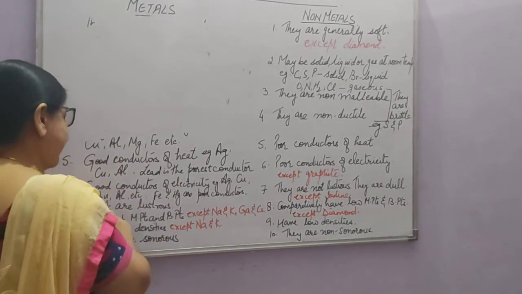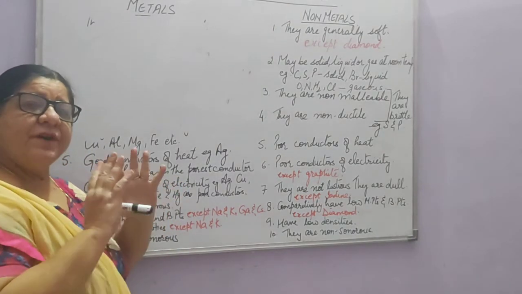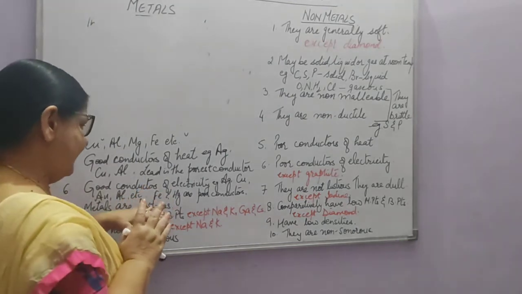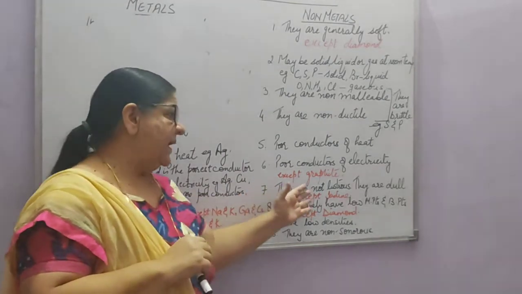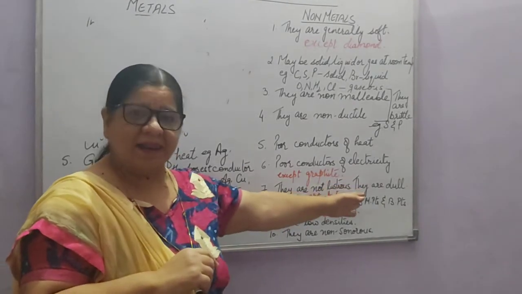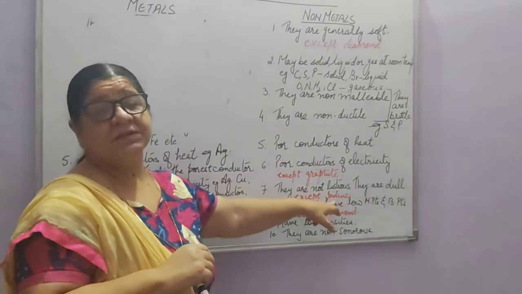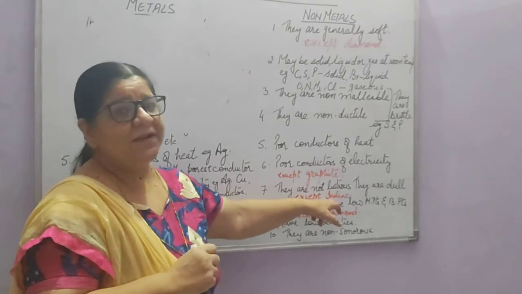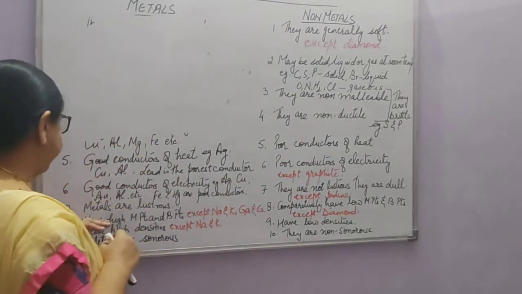Then metals are lustrous. Lustrous means they have a shiny surface. They are not dull, they are shiny. While non-metals are not lustrous. They are dull. Right? But there's an exception, that is iodine. The iodine crystals have a shining surface. So all these exceptions you have to learn.